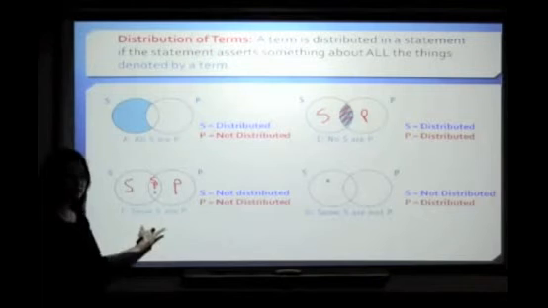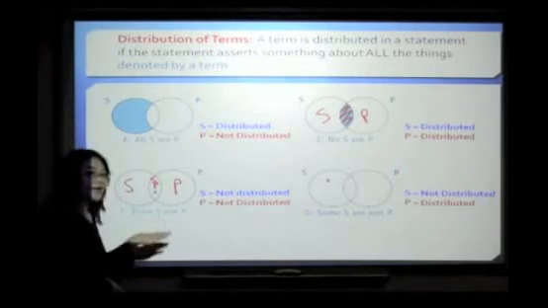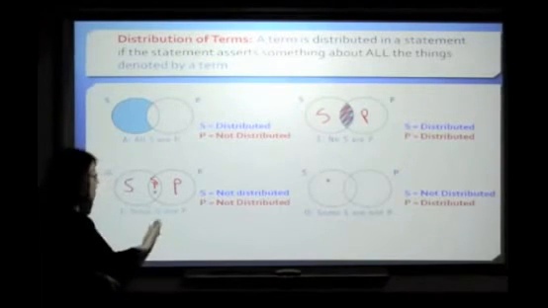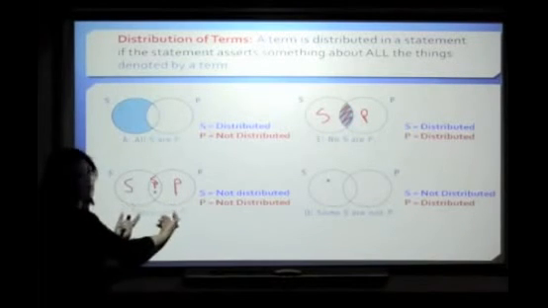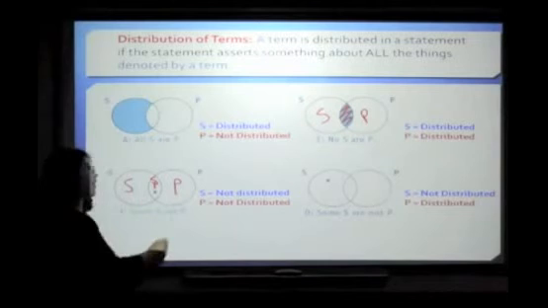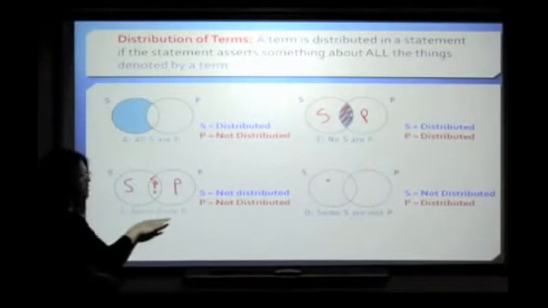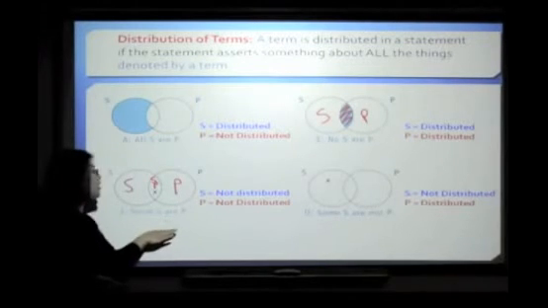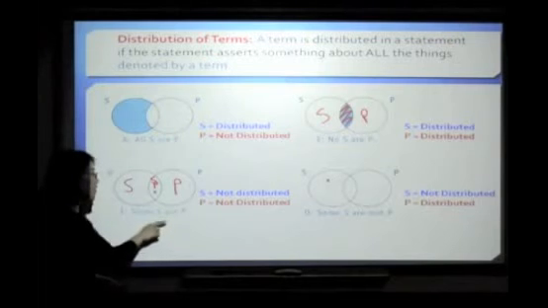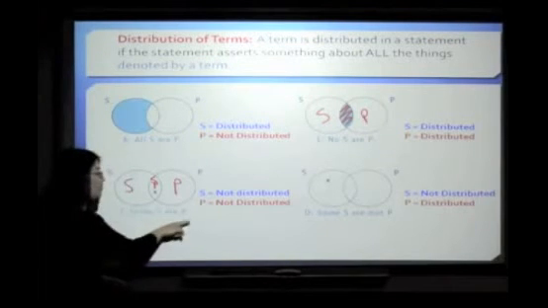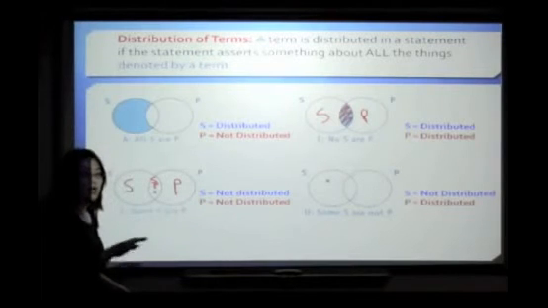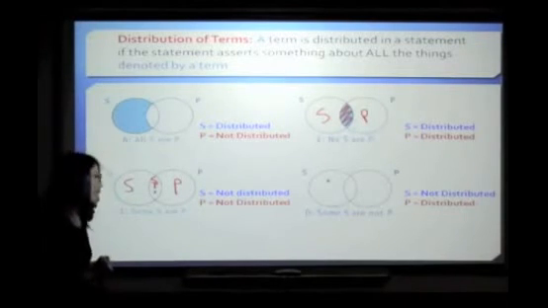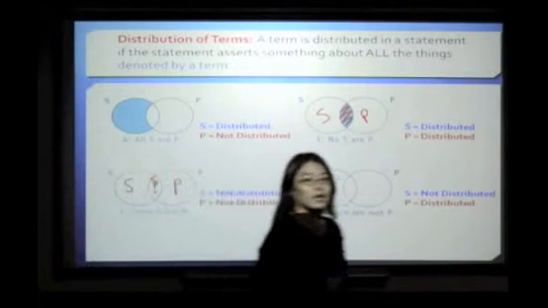Now, according to this statement, it's not saying anything about all the things that are S's and all the things that are P's. Notice how we have blanks over here, nothing shaded, okay? So in this case, this statement actually asserts nothing about all the things that are S's and all the things that are P's, so the subject term and the predicate term are not distributed. Finally, we have the O-type statement.